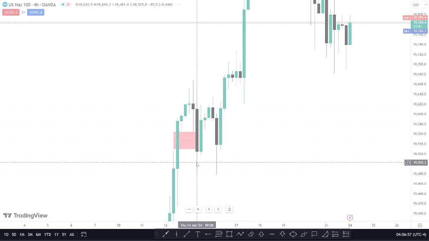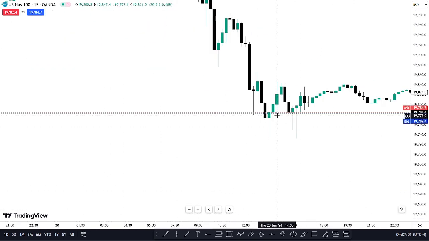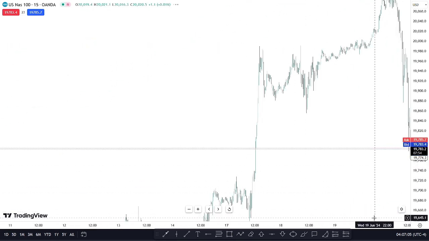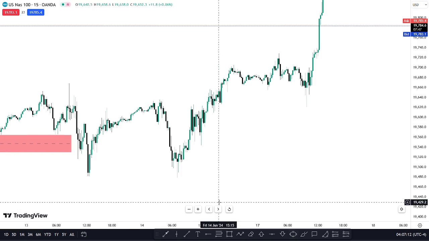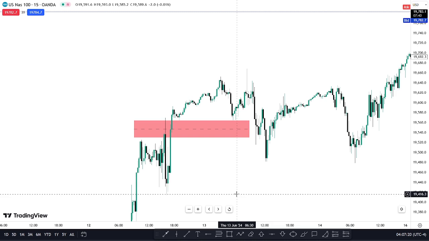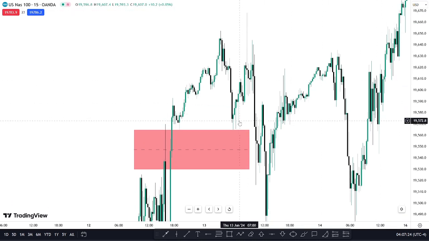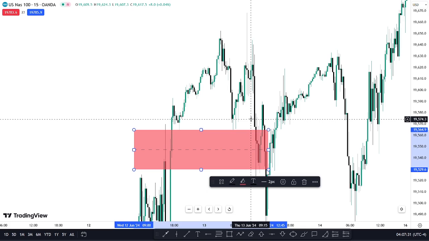Let's go to 15 minutes. This should be just right closer here. This shouldn't be far. This was the Thursday. Like I mentioned, as you can see, this didn't mitigate this fair value gap right here. So we expect this fair value gap to be mitigated.